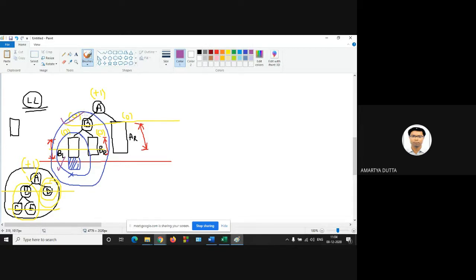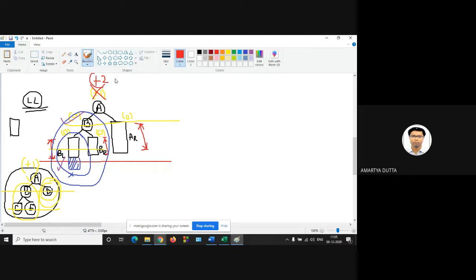Okay, now if X is inserted, then what will be the balance factor of A? Can you calculate? +2. Why +2? Sir, because X will be inserted as a child of C. So automatically the height will be 3 now on the left side, and on the right side it will be 1. So 3 minus 1 is 2. So its balance factor will be +2.